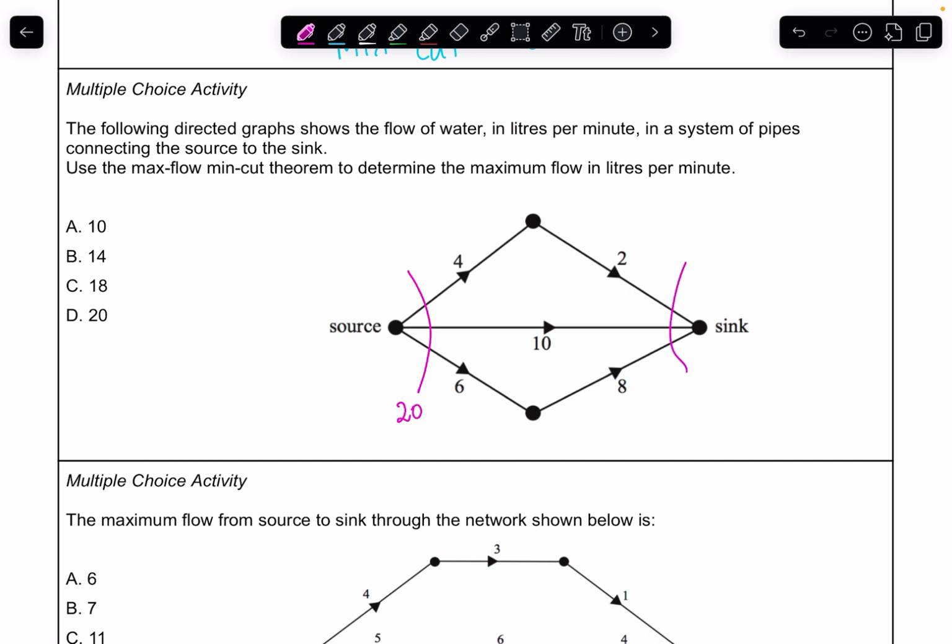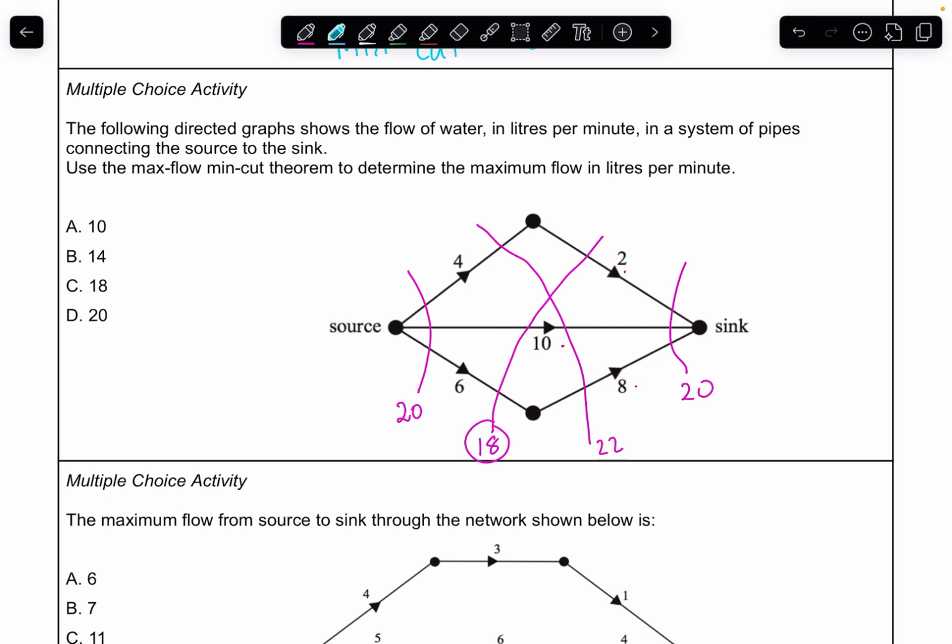If I do this cut here, I've got 2, 10, and 8. So that's also 20, isn't it? 20. If we do a cut through here, so I've got 4, 10, and 8. That's even bigger. That's 22. And if I go this way, I've got 6, 10, and 2. Also, that one's 18. So we think it's going to be 18.